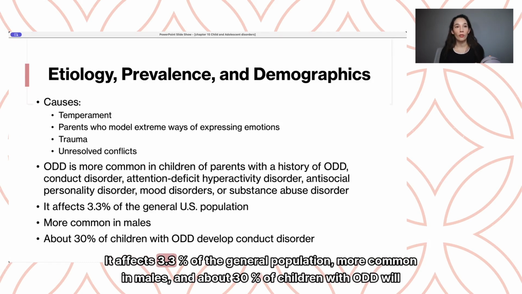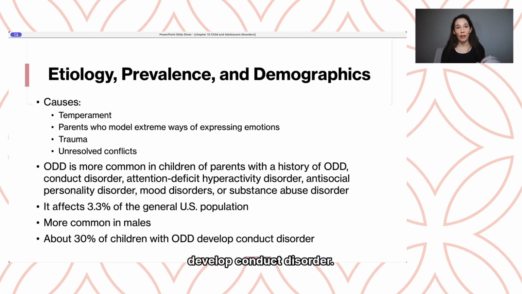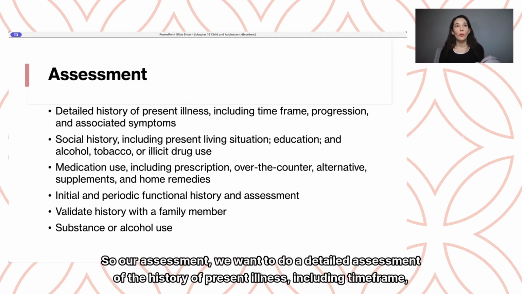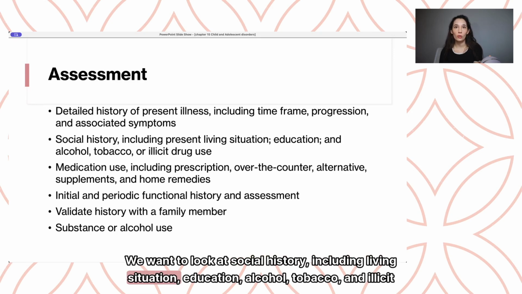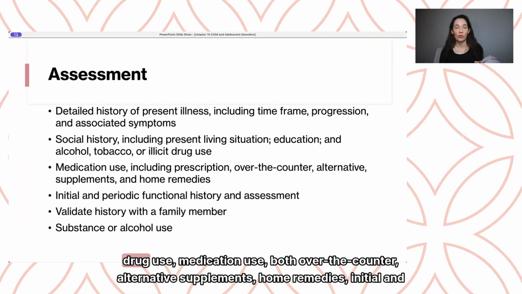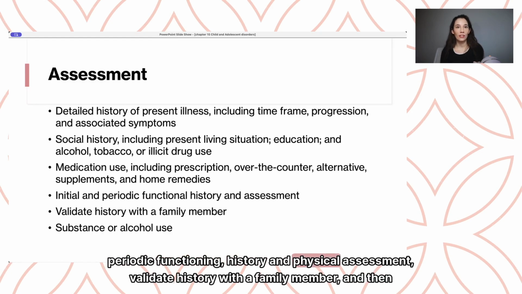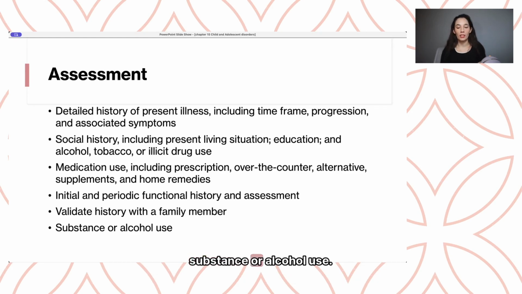It affects 3.3% of the general population, is more common in males, and about 30% of children with ODD will develop conduct disorder. So our assessment: we want to do a detailed assessment of the history of present illness, including time frame, progression, and associated symptoms. We want to look at social history, including living situation, education, alcohol, tobacco, and illicit drug use, medication use, both over-the-counter, alternative supplements, and home remedies, initial and periodic functioning, history and physical assessment, validate history with a family member, and then substance or alcohol use.